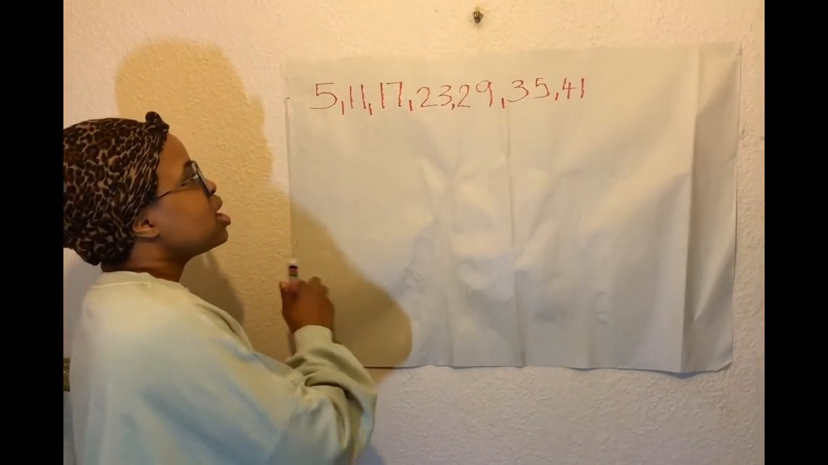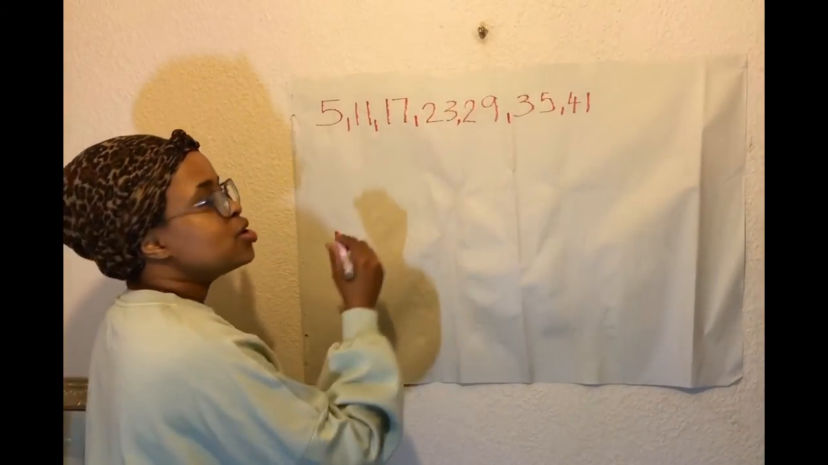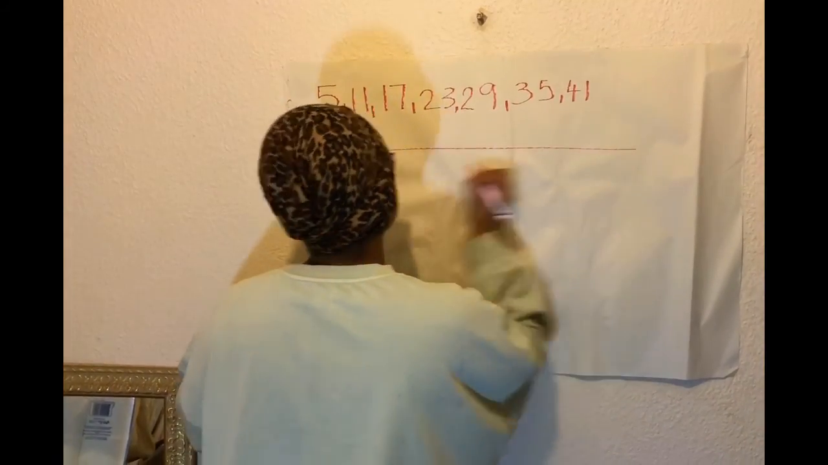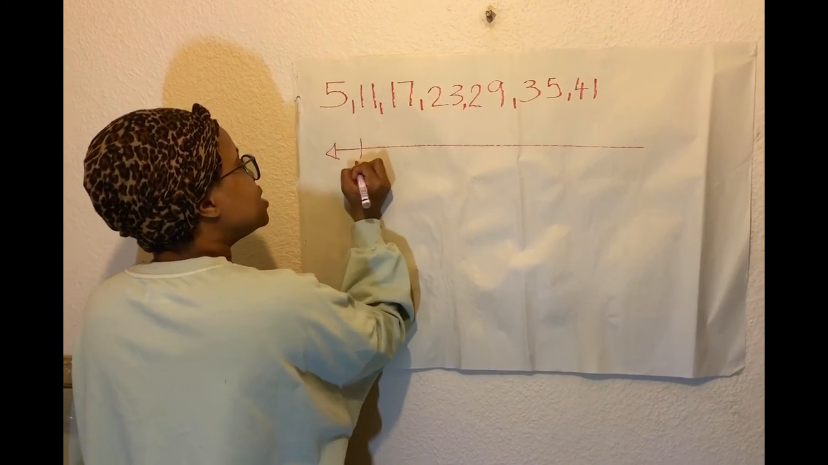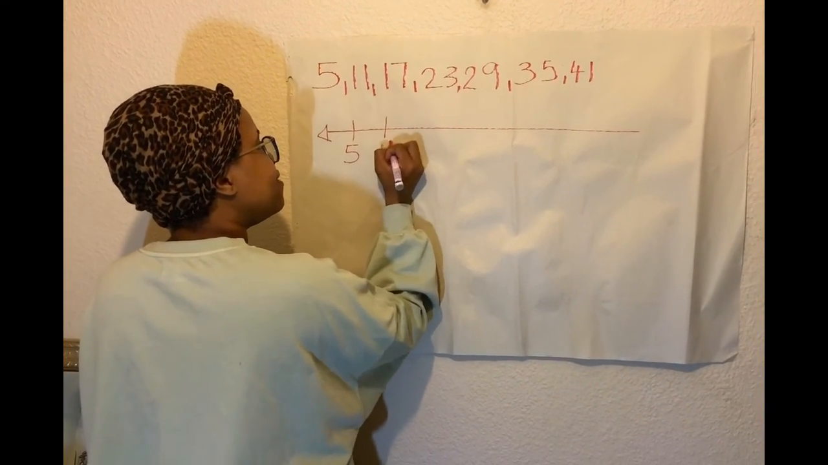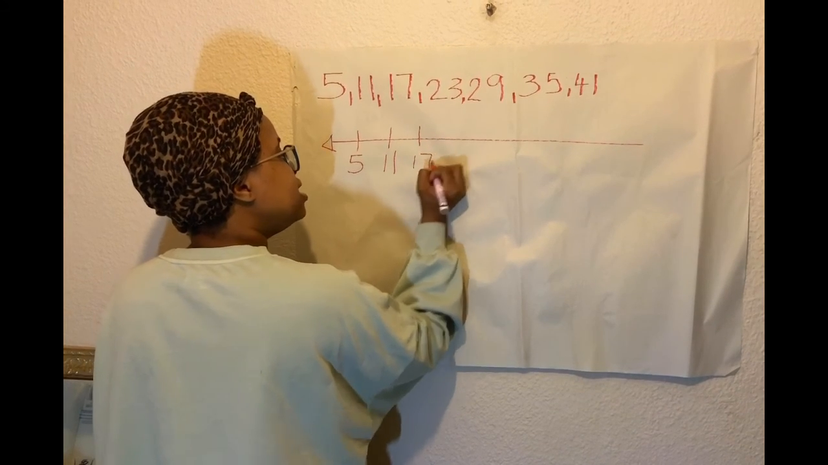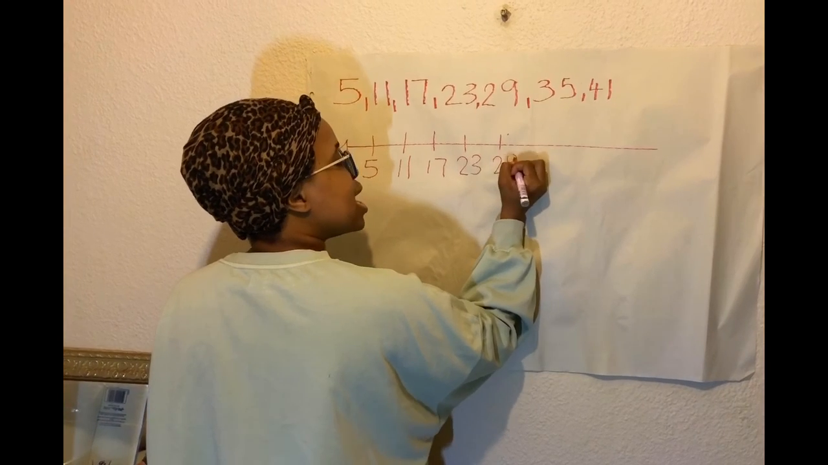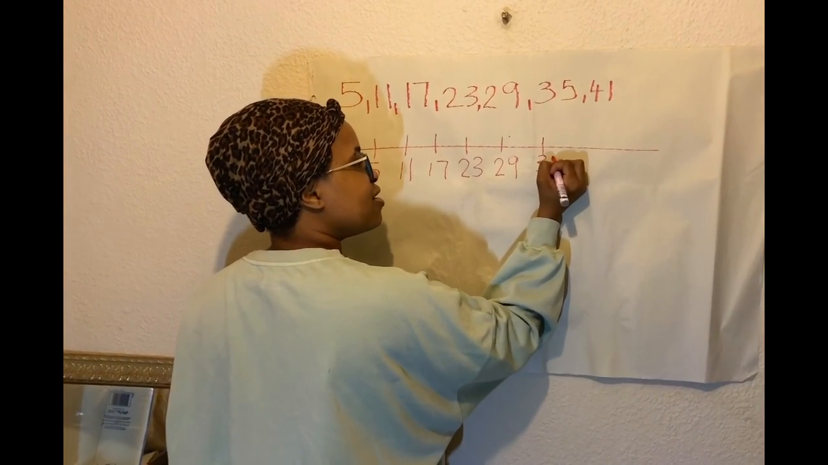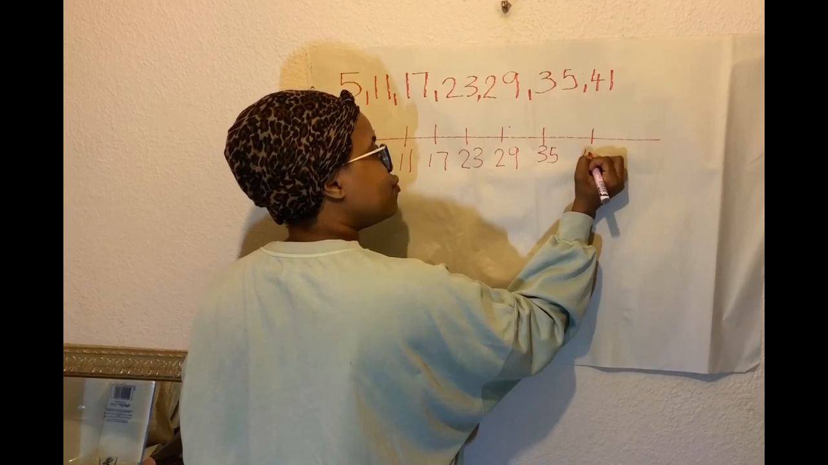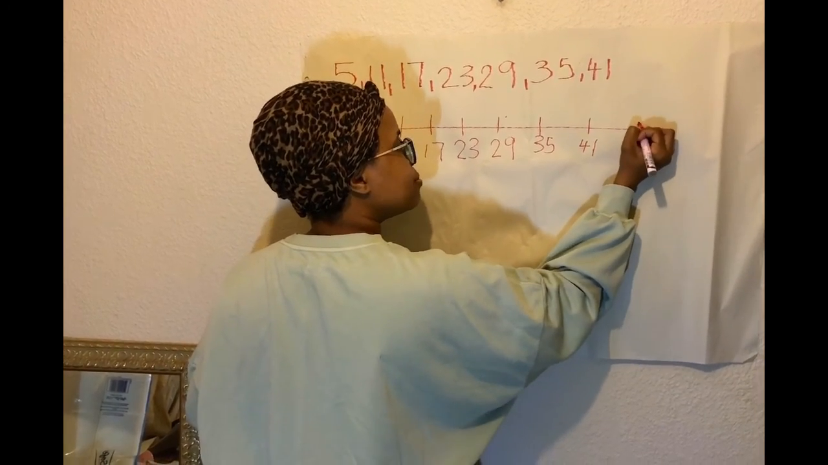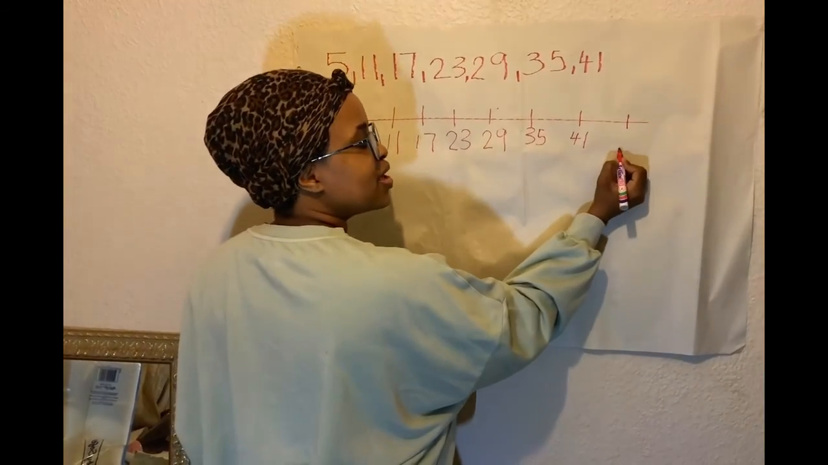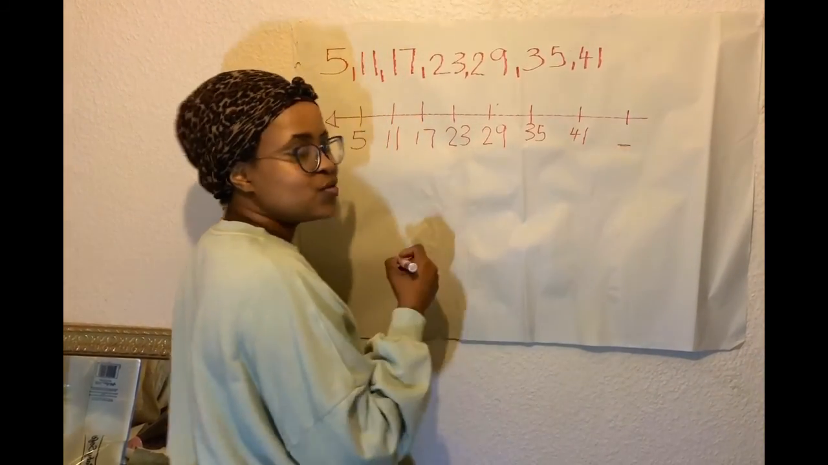With this pattern, our numbers get bigger. So to find the number rule, we're going to first start by drawing a number line. Our first number is 5, 11, 17, 23, 29, 35, and 41. That's our last number. But how about we do something different? Now we're going to find what comes next after 41.